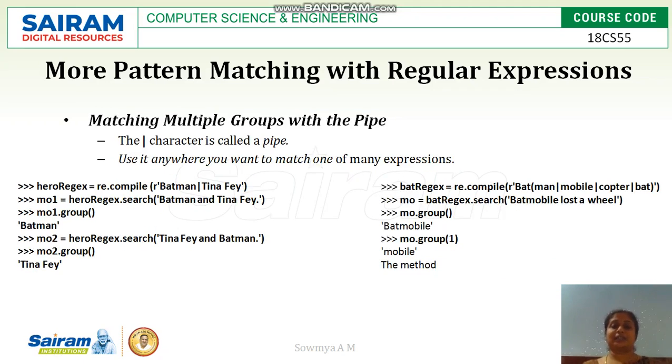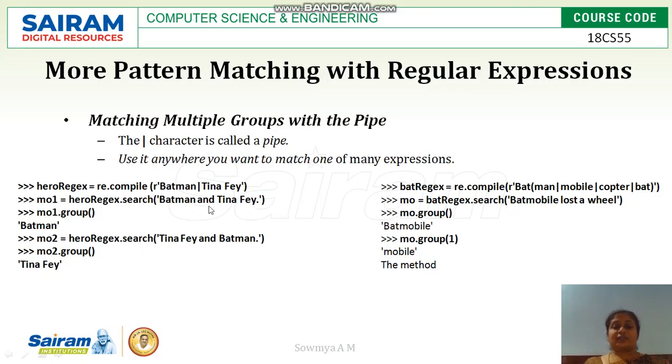Next one is matching multiple groups with the pipe. The pipe is a character which is used to select any one of the matches from the regular expression. If you have 2 or multiple values and you have to select only one value, or if only one value matches from the set of data, then we can make use of the pipe. So here Batman and Tina Fey are 2 values where you can match only one with the regular expression.